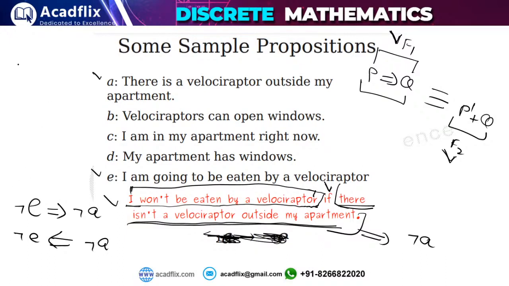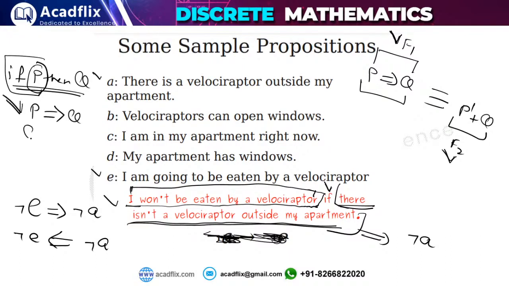Because if you remember, I told you, whenever we have this kind of statement, if P then Q, this P has this if. So this is the condition, if P. So we translate it like this. Remember, we translate it like this. We do not translate it like this. So this is not a correct translation.